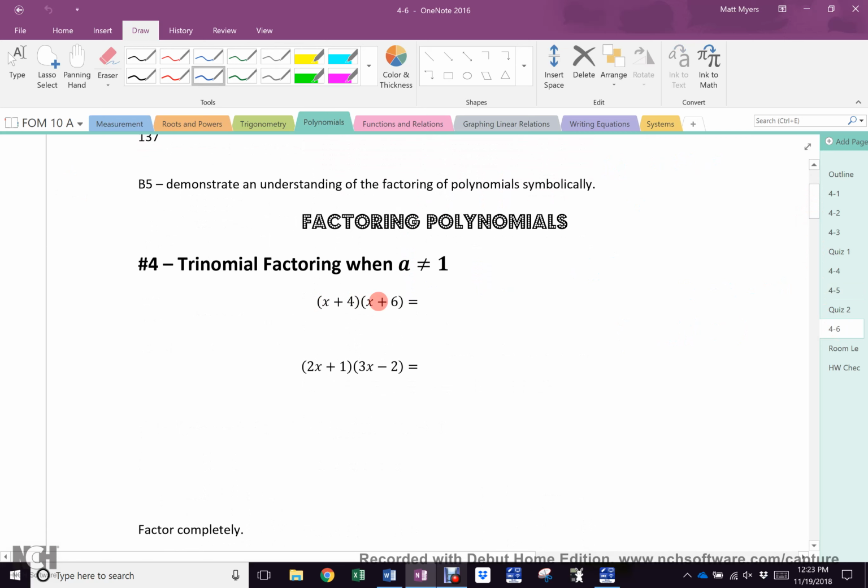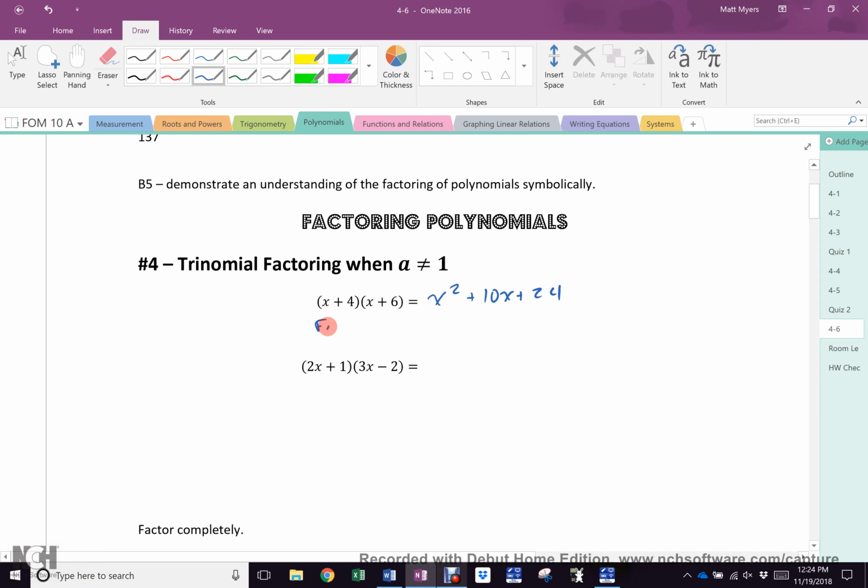If this wasn't here, what would you do? Or this is here, what will you do? You will expand it. What is the shortcut to expanding that in 1 second? X squared plus 10x plus 24. Why? Because that is x times x to get x squared plus 6x plus 4x plus 24. Yes? Excellent.